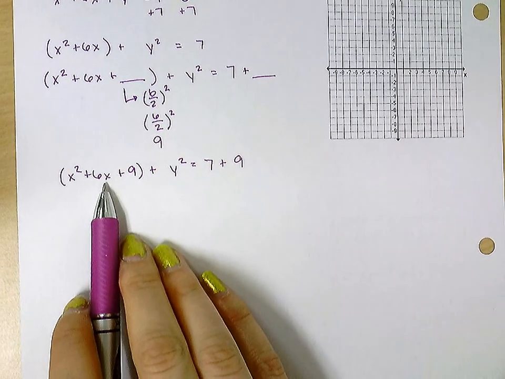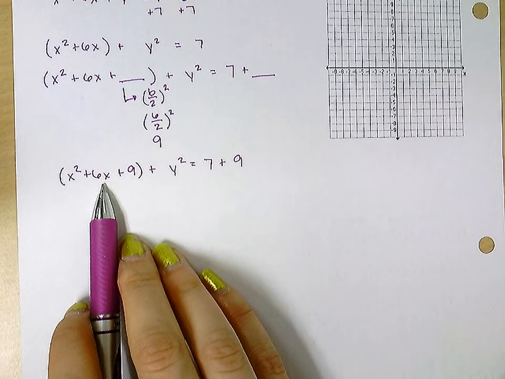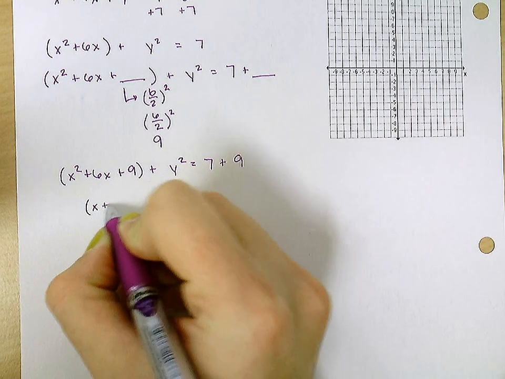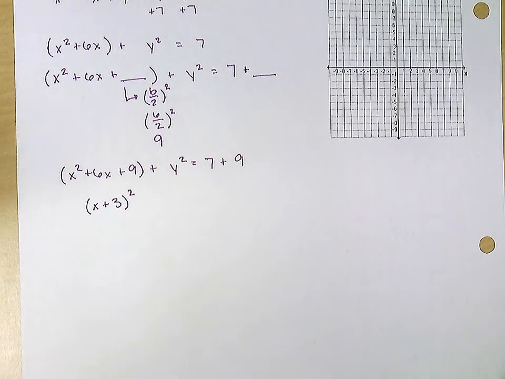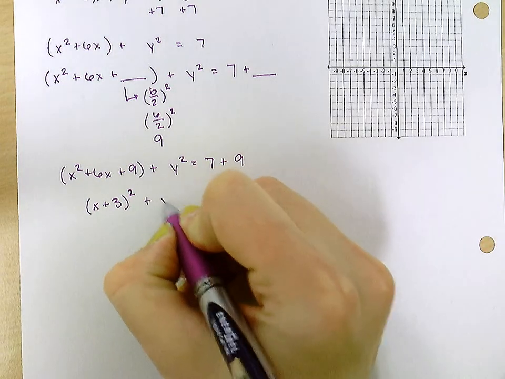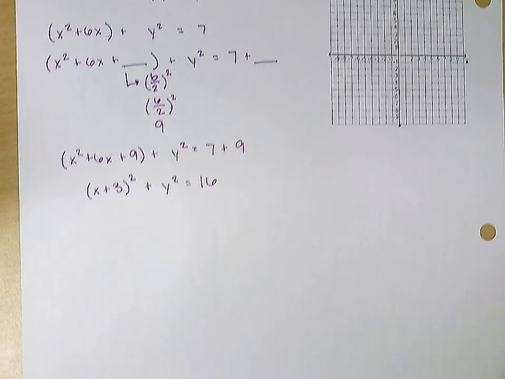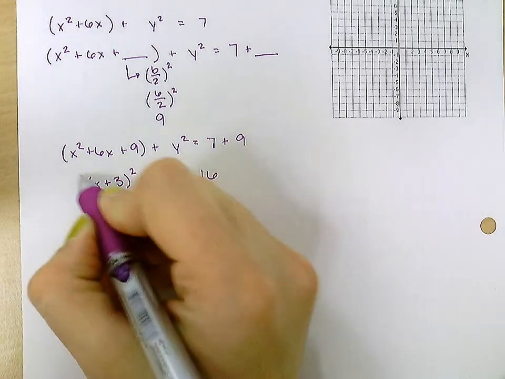Okay, so here, completing the square, what is my quantity squared? My quantity squared is (x plus 3). Okay, I can multiply 3 times 3 to get 9, add 3 plus 3 to get 6. Okay, then I have a y squared, and that is equal to 16. Okay, so here's my standard form.